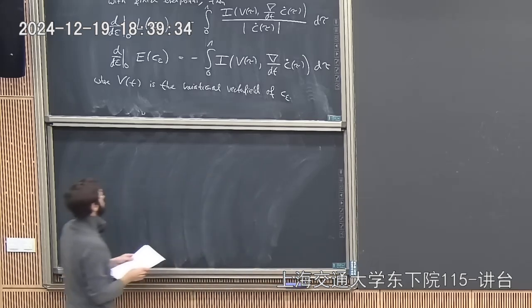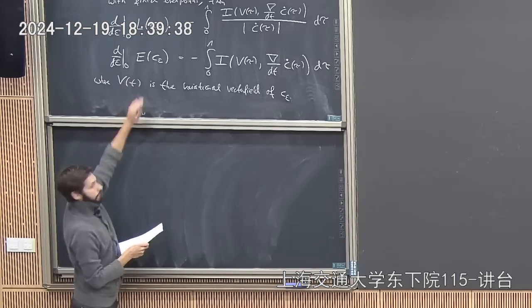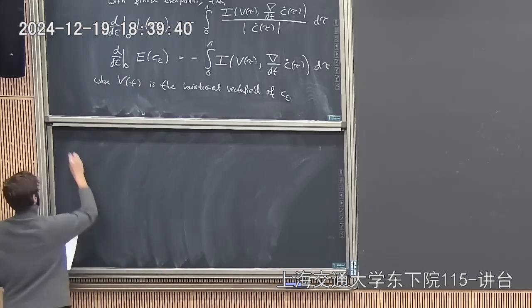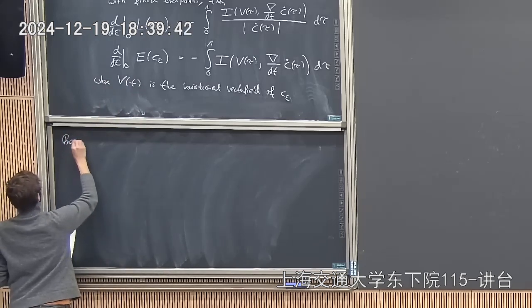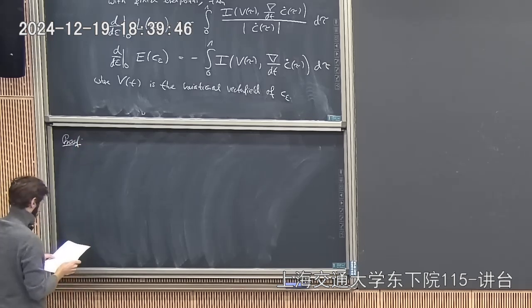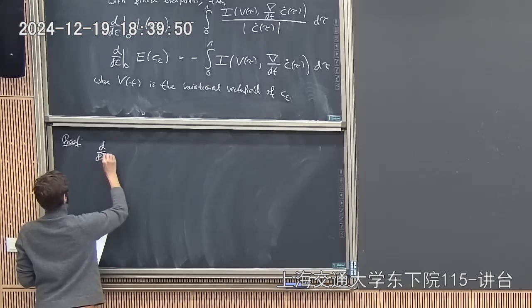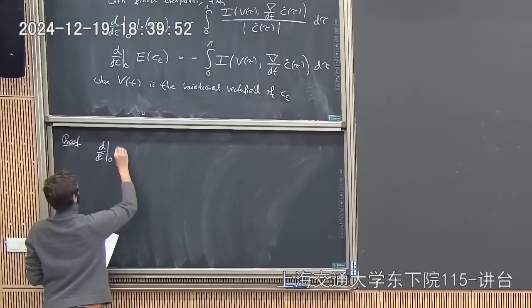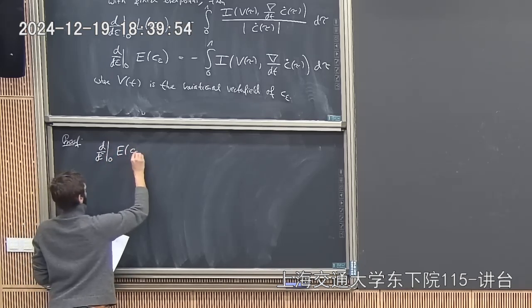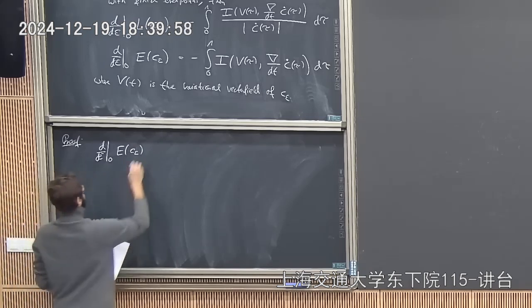And I will only give the derivation for the energy, because it's a little bit simpler. But the same ideas apply to L. So we would like to calculate what is d by d epsilon of the energy functional of the curve.